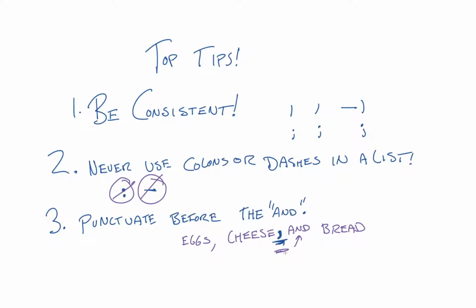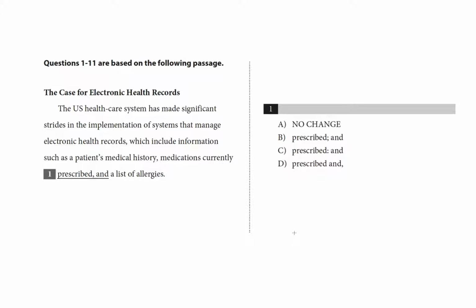All right, let's go back to the question. And if you want, you can pause the video here and see if you can answer this question without me. Okay, let's do it together. All right, I'm going to apply my top tips, and first I'm going to look for other kinds of punctuation marks in this list. The list begins with information such as a patient's medical history, comma. Cool, that's our answer. It was that simple.